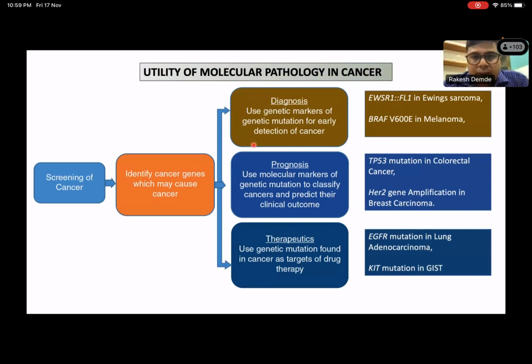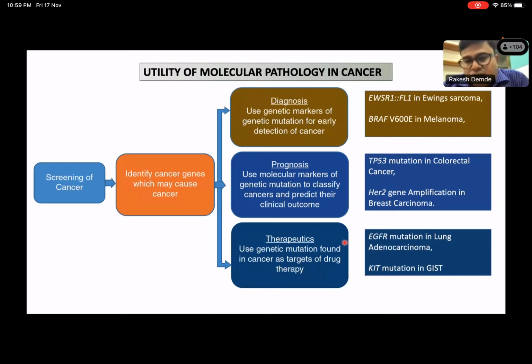We can use molecular pathology for diagnosis of a particular cancer. For example, we have the BRAF V600E mutation, which is diagnostic in melanoma. We can also have a fusion between the EWSR1 and FLI1 genes, which is diagnostic of Ewing sarcoma. Then we have some markers which are prognostic for particular solid tumors, like TP53 mutation in colorectal cancer, which has a poor prognosis and is also associated with hereditary colorectal cancer. Similarly, HER2 gene amplification also has a bad prognosis. So molecular techniques can guide us about the prognosis of a particular solid tumor.